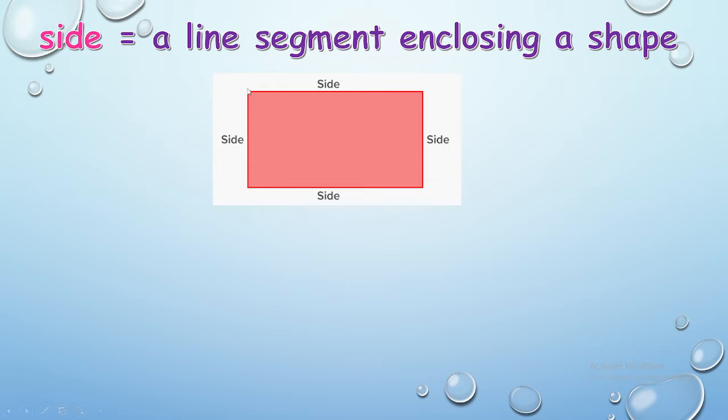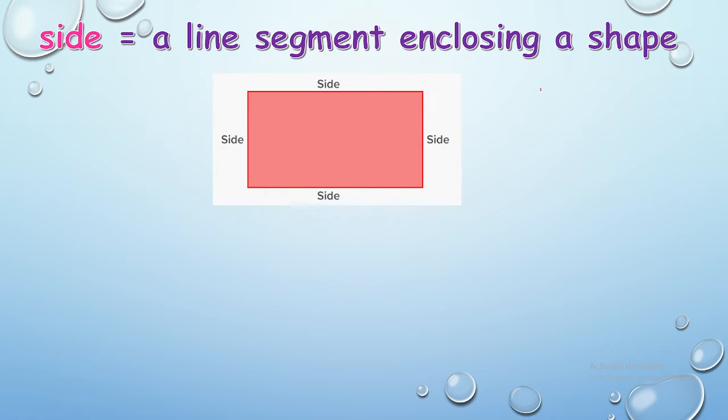When you say line segment, one line, okay, and then one line, one line, one line. You have four sides. When you say side, that is one part that you see, and then you have the other part, the other part, the other part. So if you put the different sides together and close it, you will be able to form a shape. You will be able to form a geometrical figure.